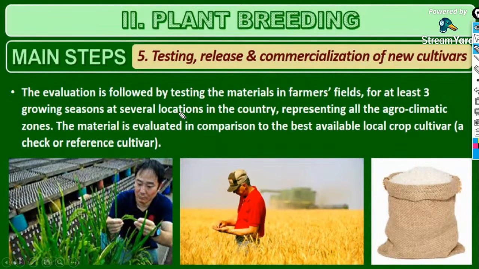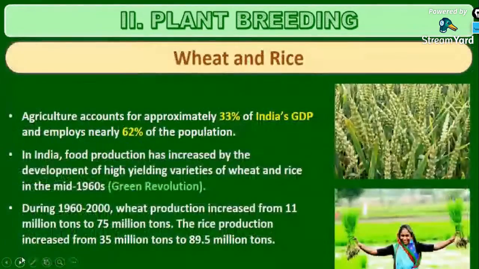The evaluation is followed by testing the material in a farmer's field for at least 3 growing seasons at several locations in the country representing the agroclimatic zones. The material is evaluated in comparison to the best available local crop cultivar. So you will ask a local cultivator to grow it on their farms in a few areas, and in different seasons also, because you have to identify which season makes them productive, and at which time they make the best use of the climatic conditions.